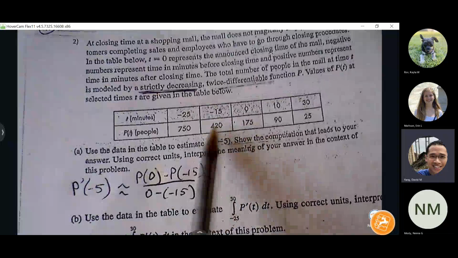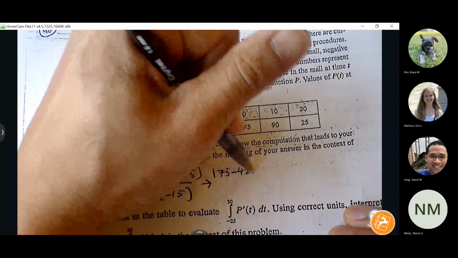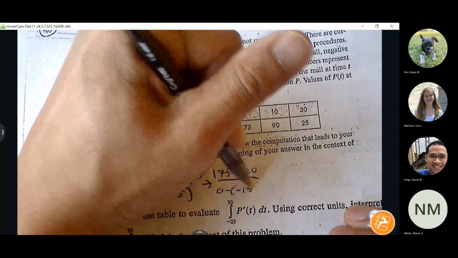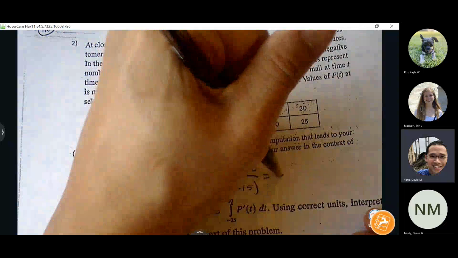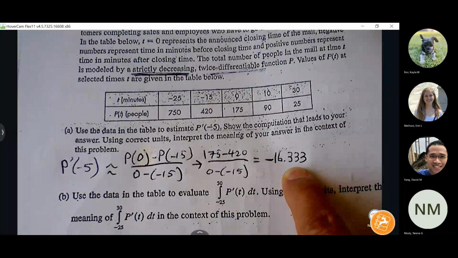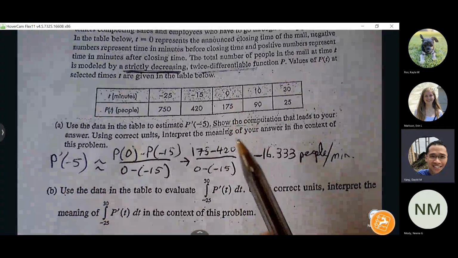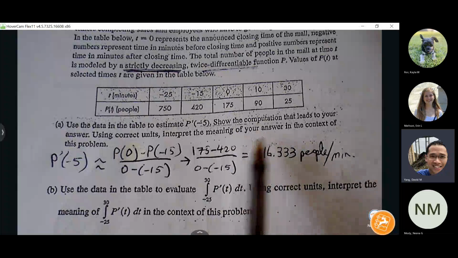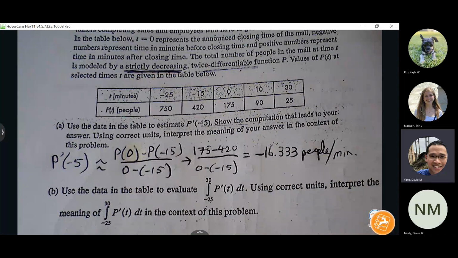Okay, so change in Y over change in X. So I get negative 16.33. So what's the unit of this value? People per minute. So we know that 5 minutes before closing, our estimation is that people are leaving the building at a rate of 16 people per minute, or the number of people in the mall is decreasing at this rate.